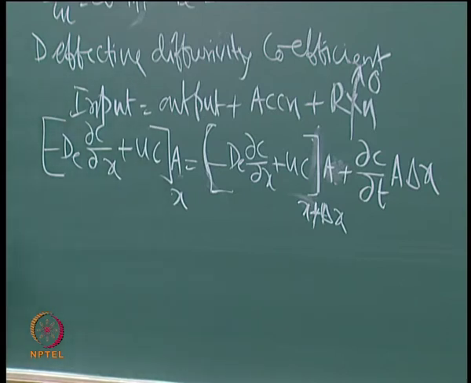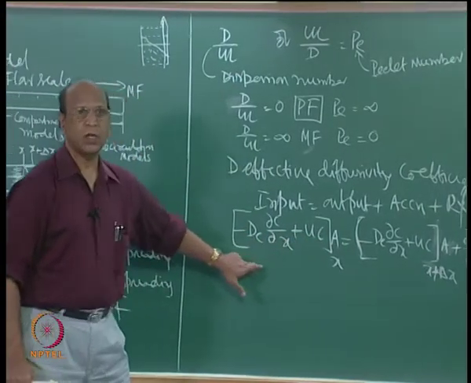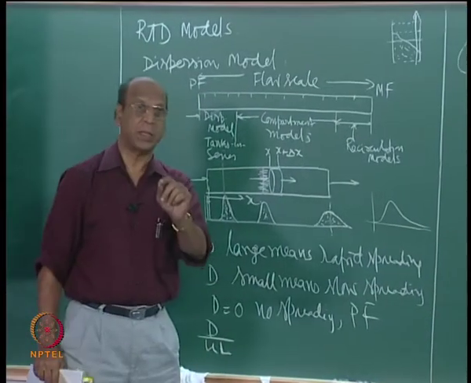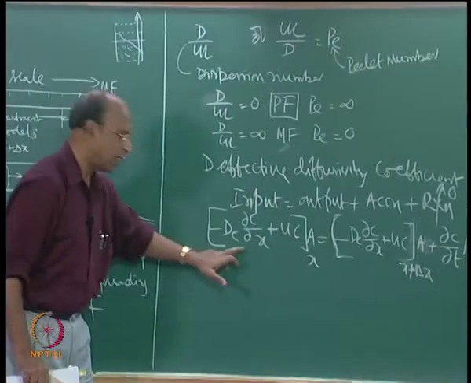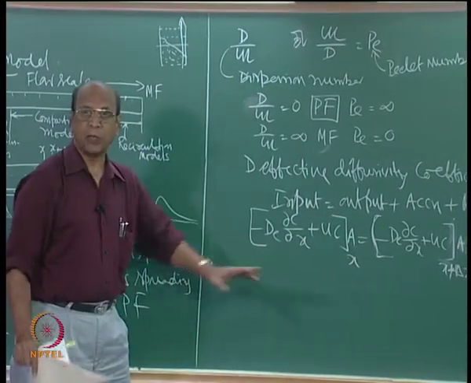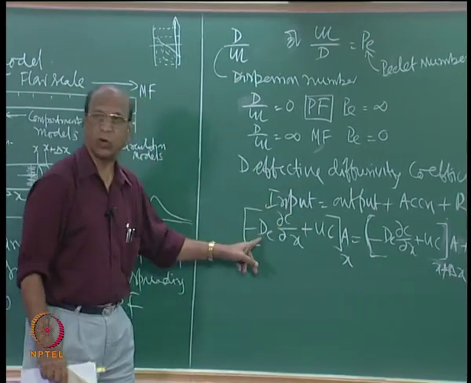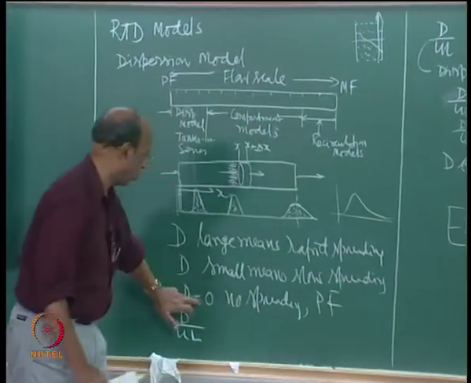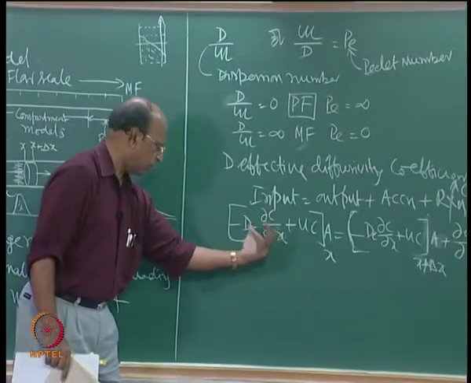Why are there two terms here? Excellent. This is convective, this is diffusion. Because of axial mixing, I have two terms here, that is convective flow and axial diffusion. And if I have ideal plug flow, this term will be 0, because D is 0, no dispersion, no spreading. So this term is not there.